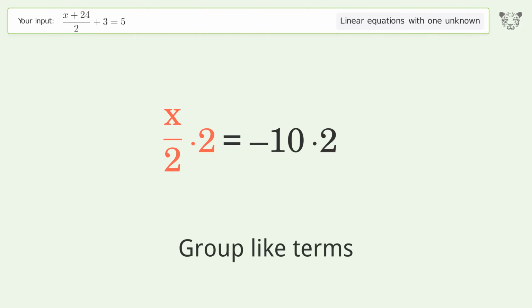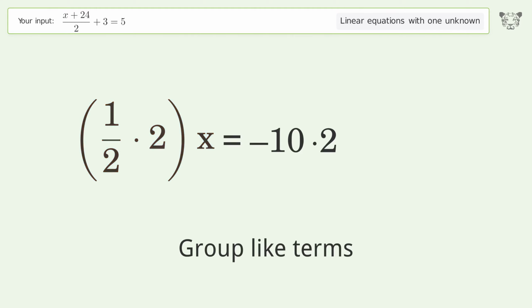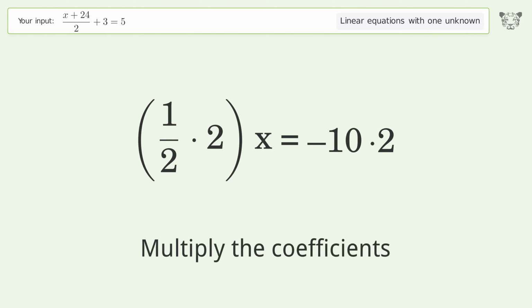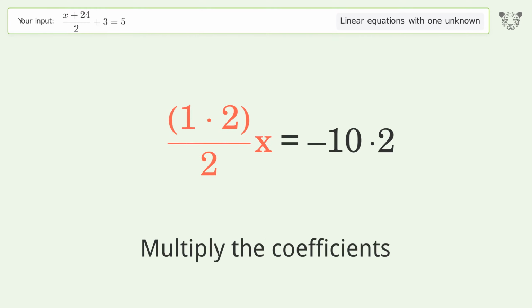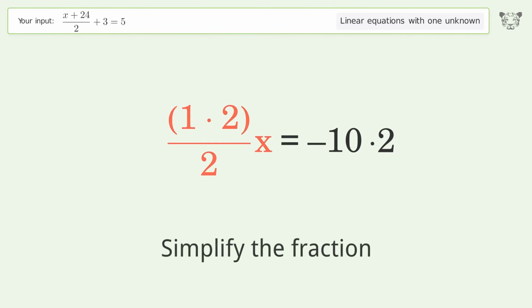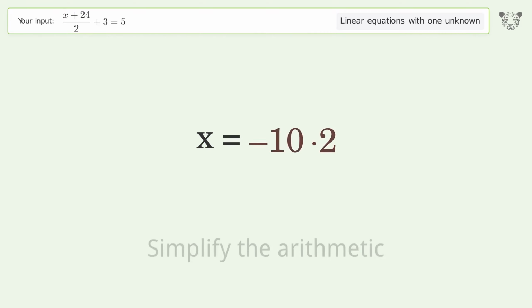Group like terms. Multiply the coefficients. Simplify the fraction. Simplify the arithmetic. And so the final result is x equals -20.